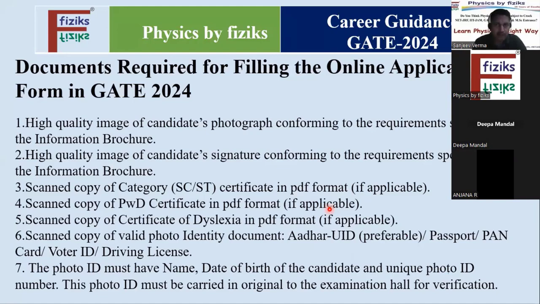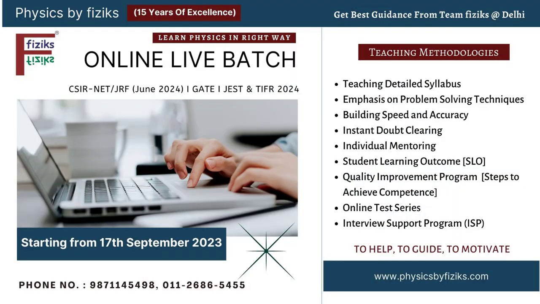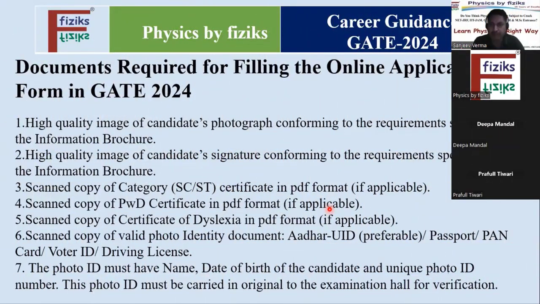Then, what are the documents required for filling the online application form? If you belong to SC/ST or PWD, you have to upload your certificate also. If you are from OBC or economically weaker section, there is no need of uploading your caste certificate or your EWS certificate. Correct? Remember it. And you have to upload your photograph, and the requirements for uploading the photograph are given in the information brochure. There is a limit on the size of the photograph; it should be between that.